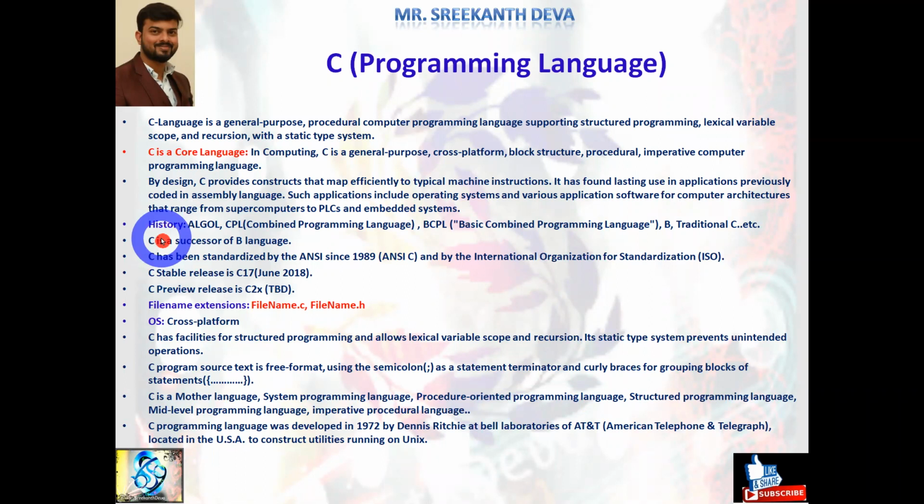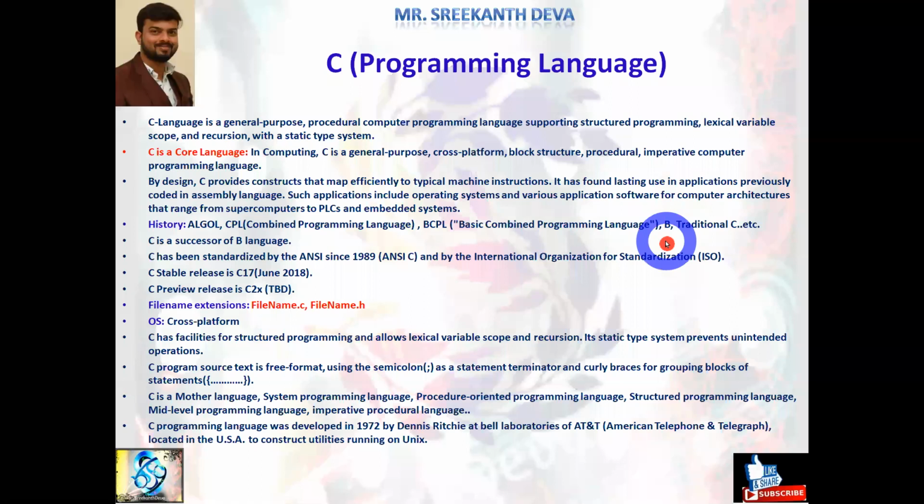Coming to the basic history of C language, the first language is called Algol. After Algol, they developed CPL, Combined Programming Language. After CPL, they introduced BCPL, Basic Combined Programming Language. After BCPL, they introduced B language. After the B, obviously the name comes C, right? They added more features and advanced concepts compared to the B language. That language name is called C language.